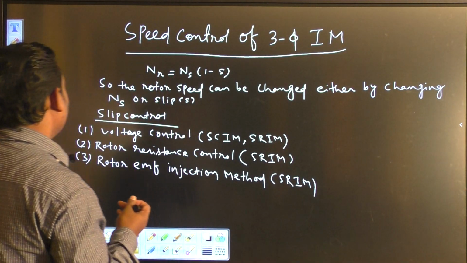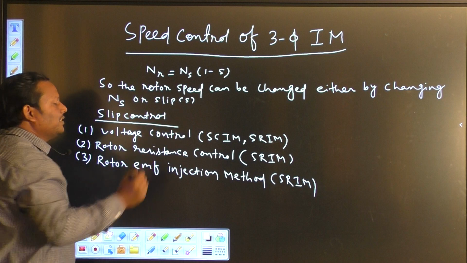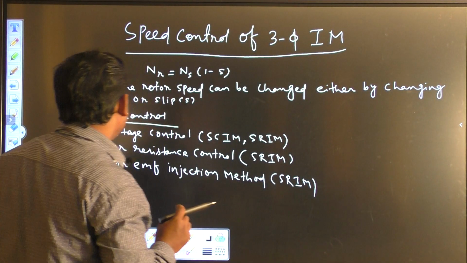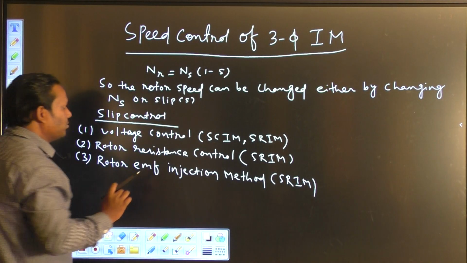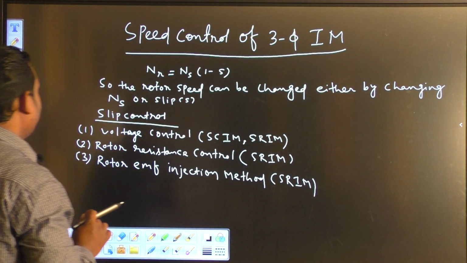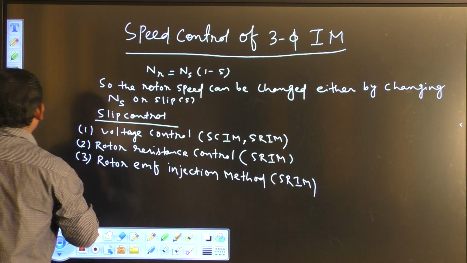So these are the three techniques in which we control the slip. By controlling the slip, we change the rotor speed. So the slip control method has three methods: one is voltage control, another is rotor resistance control, and another is the rotor EMF injection method.